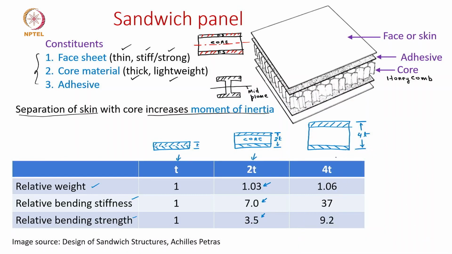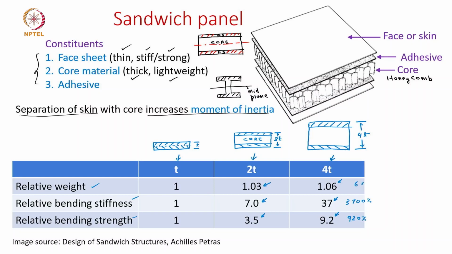And now in the last case, where we are looking at 4 times the thickness, the mass increased by 6%. Where is this 6% mass coming from? This is the extra mass we added by placing the core. But as you can see, the bending stiffness increased tremendously. It increased by 37 times the initial reference value, and the bending strength increased to 9.2 times the initial bending strength. So if I talk in percentages, we have gone to 3700% and 920%.